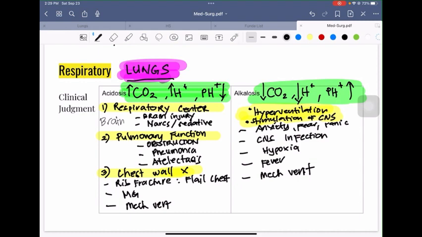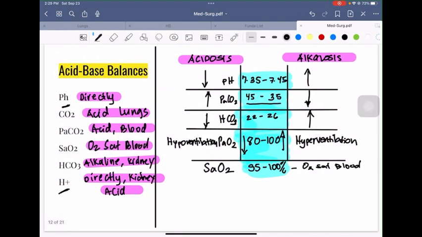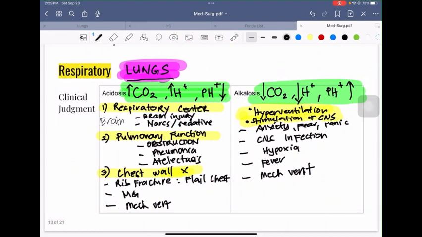But there's only one thing that's happening. Remember, I told you, if the PaO2 is high, over 100, the patient is hyperventilating. And it's not automatic alkalosis. Same thing here, hyperventilation.